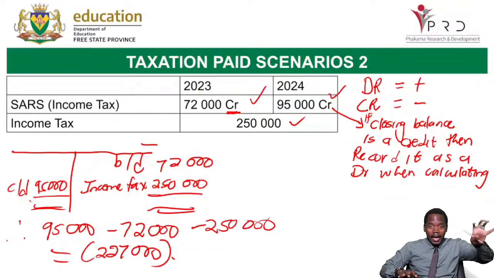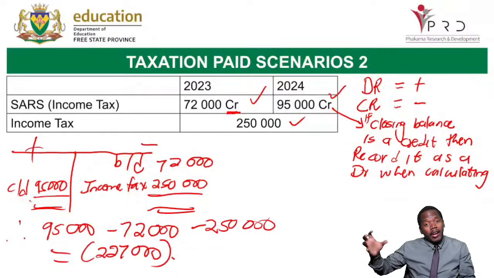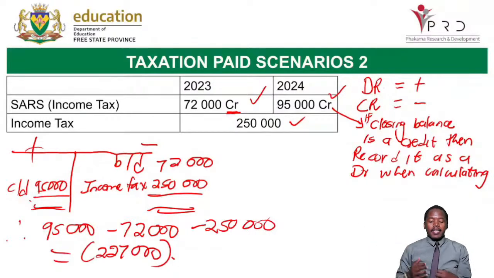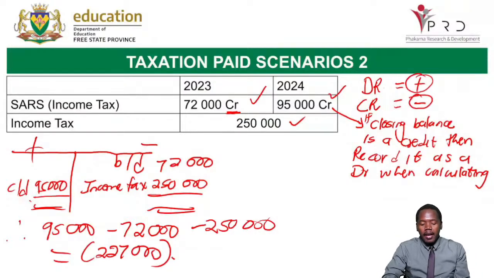Now, grade 12, I hope here it's clear. Remember, what is on the debit side, it's a plus. What is on the credit side, it's a minus. But it is easy to score marks here because you know your income tax is always a minus. Anything on the credit side, it's always a minus. Anything on the debit side is always a plus.